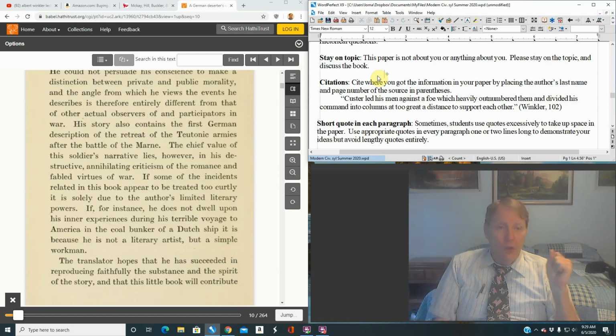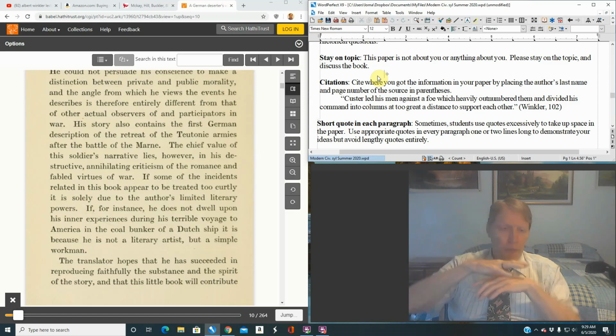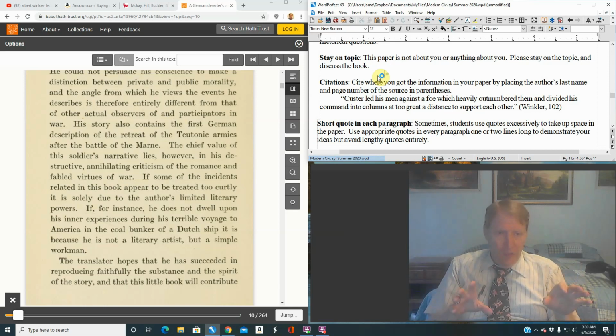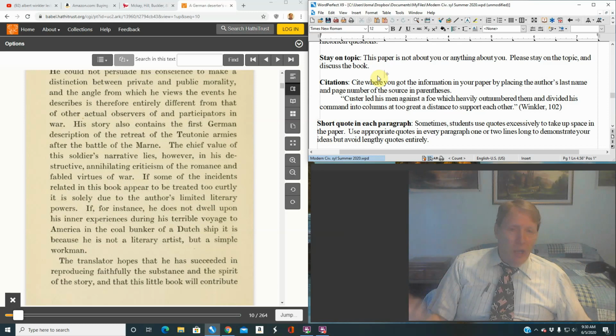Sometimes students use quotes excessively. Don't use the huge quotes. Write the paper, don't copy it. Sometimes students use quotes excessively to take up space in the paper. Don't do that. Use appropriate quotes in every paragraph, 1 or 2 lines long, to demonstrate your ideas, but avoid lengthy quotes entirely. Each paragraph, 1 to 2 lines. That is a requirement in the paper.